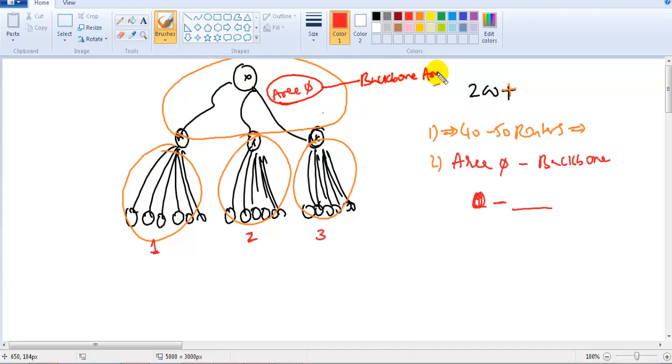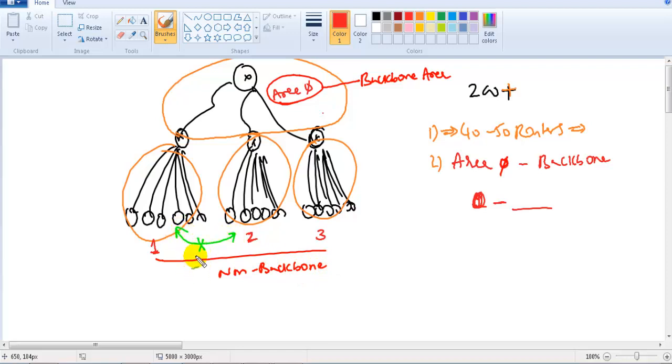We call it a backbone area. Whatever the area 0, we call it the backbone area, and the remaining areas we call non-backbone areas. Non-backbone means other than backbone. Now these non-backbone areas cannot communicate directly with each other.